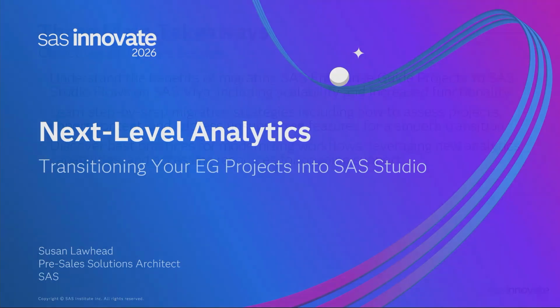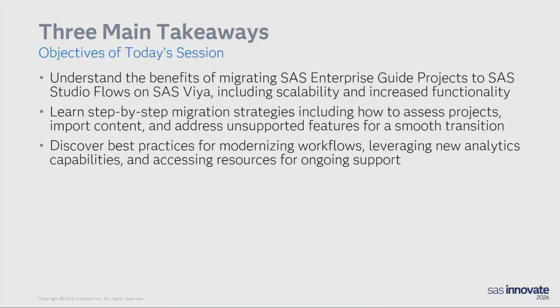So we're really going to be talking about the benefits and the differences between running on Enterprise Guide projects versus SaaS Studio flows, including some of the scalability and increased functionality, learning some of the step-by-step migration strategies, including what you might need to assess in your projects, how to import the content, and being aware that there are still some feature parities between Enterprise Guide and SaaS Studio, so making sure you're considering that as you go.